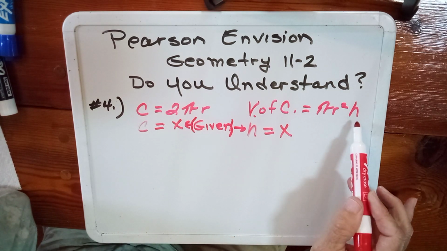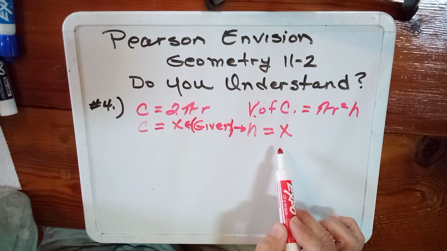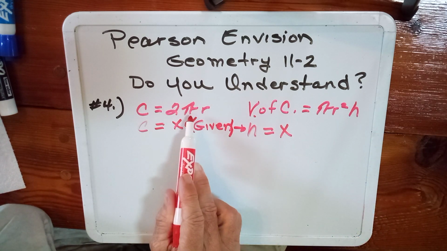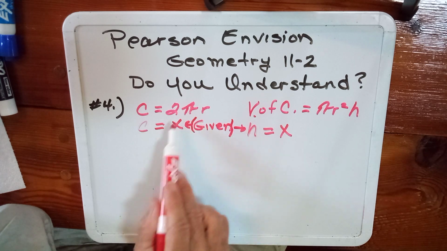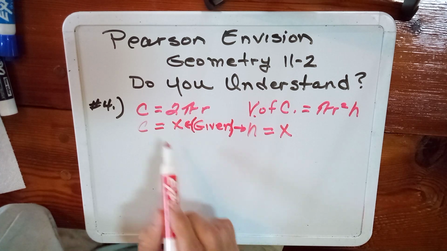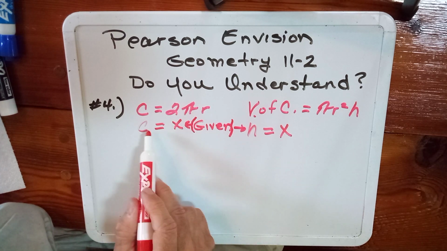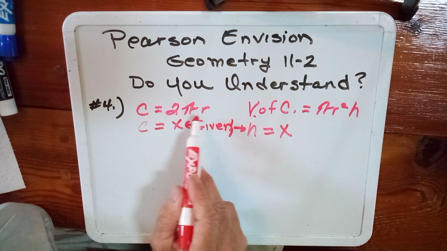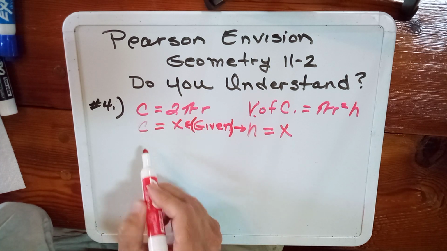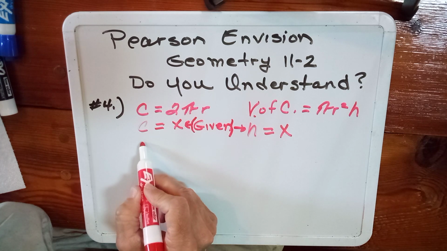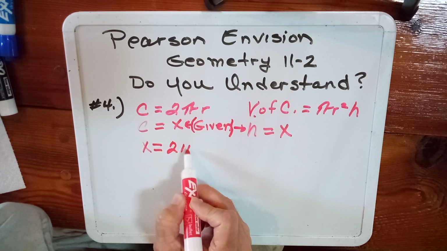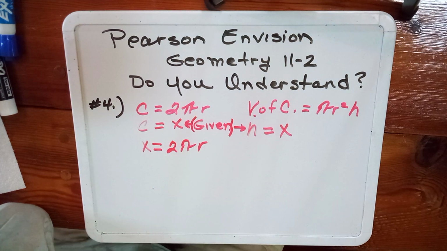Well, we have h. We know that's going to be x. But what about r? Well, here it is up in the circumference. With the law of substitution, since circumference is equal to 2 pi r, and circumference is actually equal to x, then by substitution, x is equal to 2 pi r.